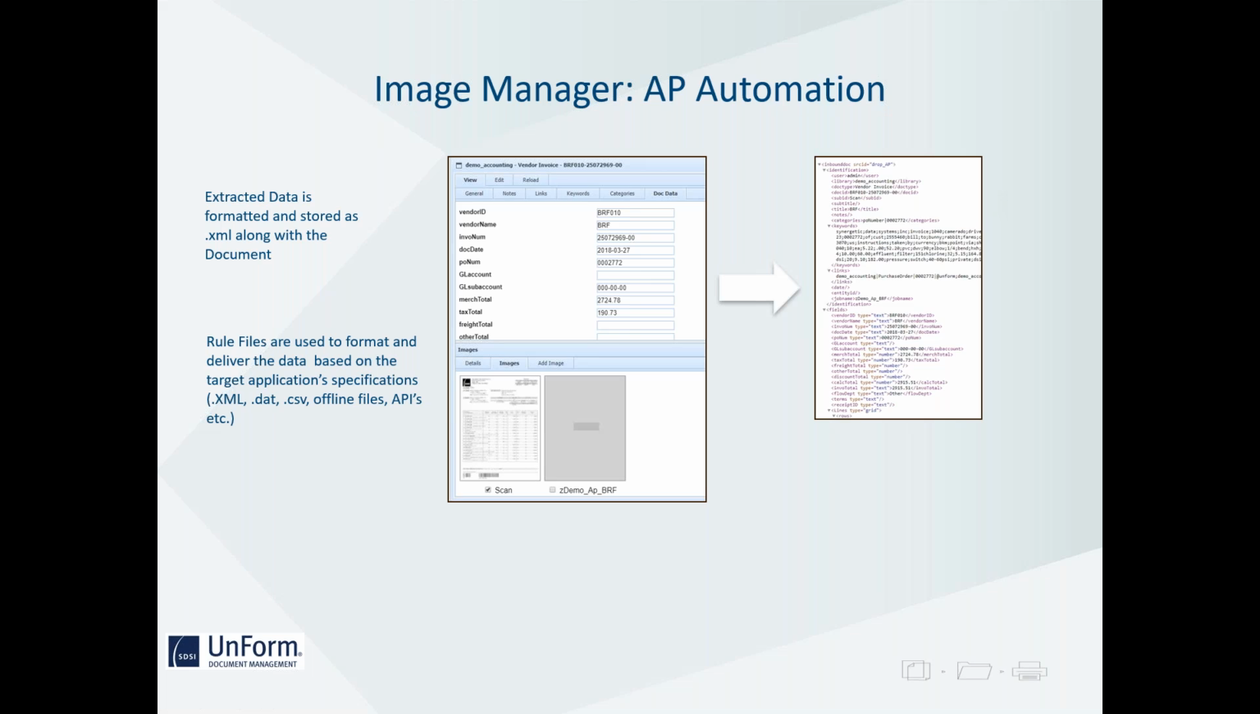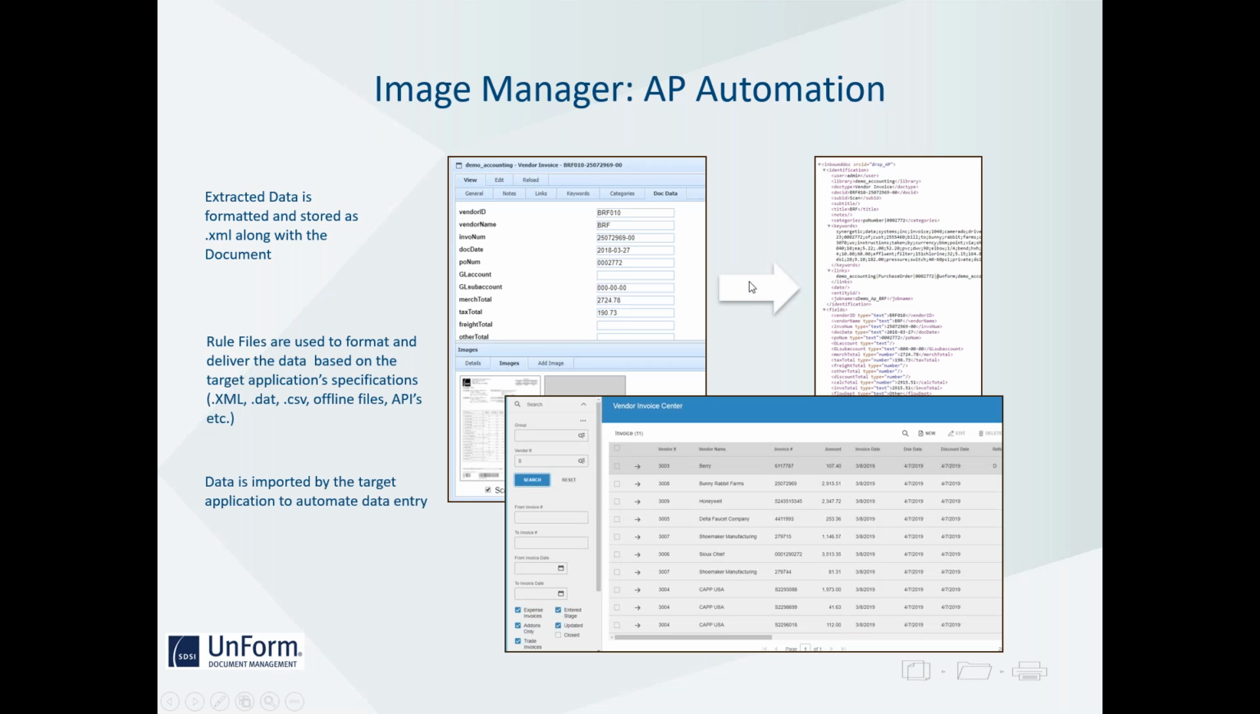So if it's an XML document, we can format the XML based on the target application. We can create an EDI.dat file if that's what's required. It can be a CSV file. It can be, again, formatted with that rule file to do whatever it is you need to do to that data to format it so that it can be imported into, in this case, accounts payable.